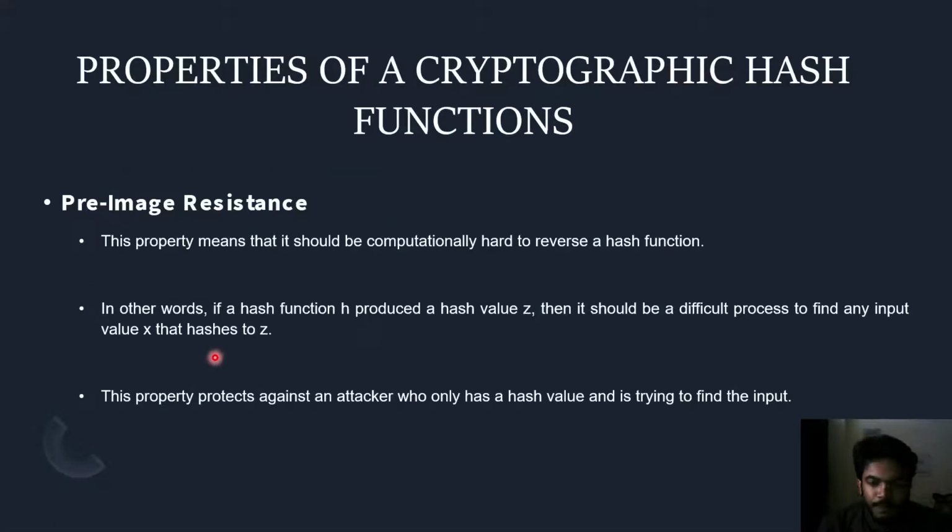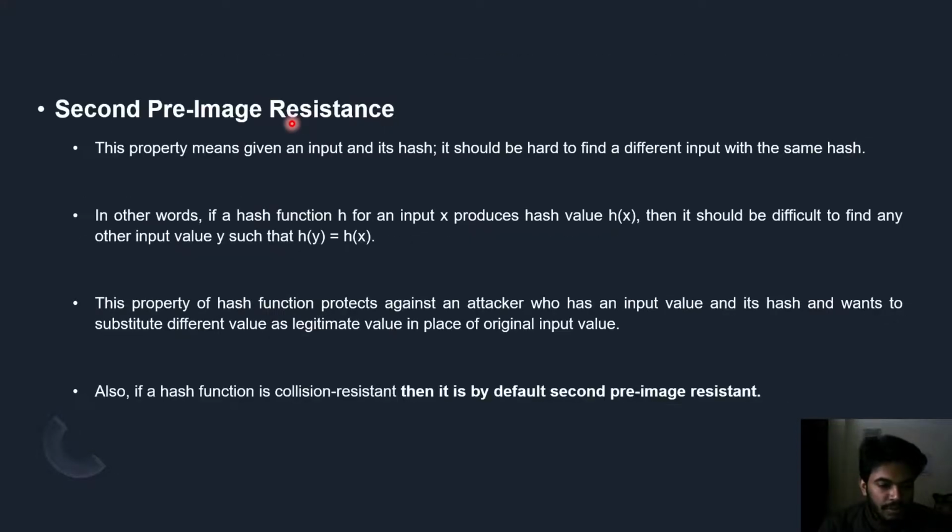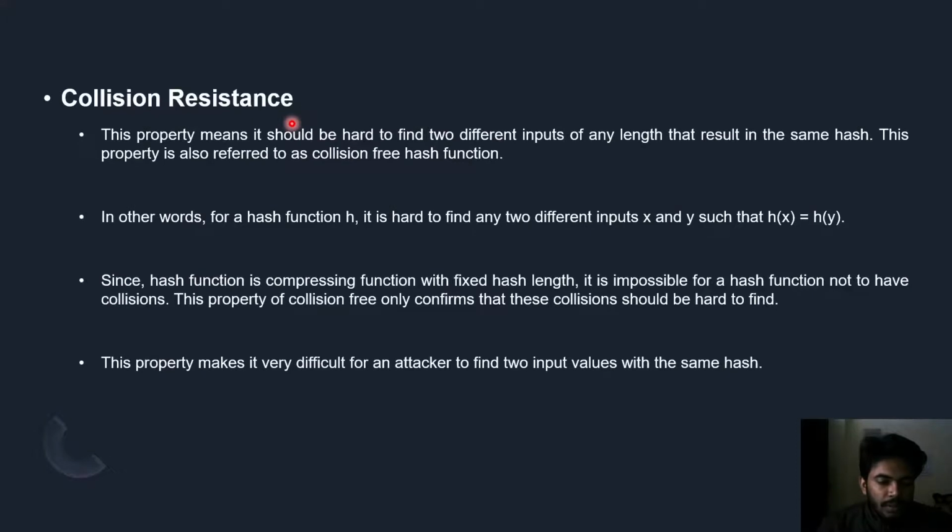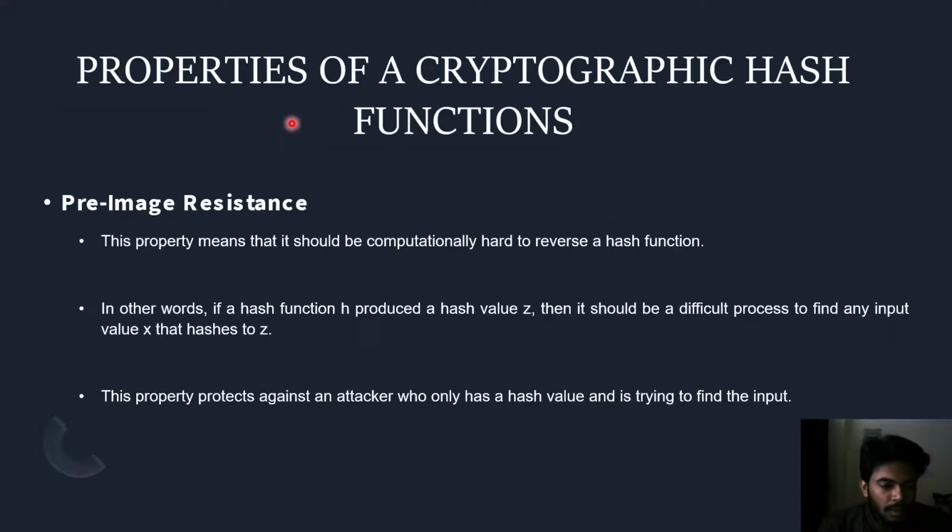So let's move forward to the properties of these CHFs. Generally there are three properties for any CHF: pre-image resistance, second pre-image resistance, and collision resistance. These three are the only properties that we'll be discussing today.